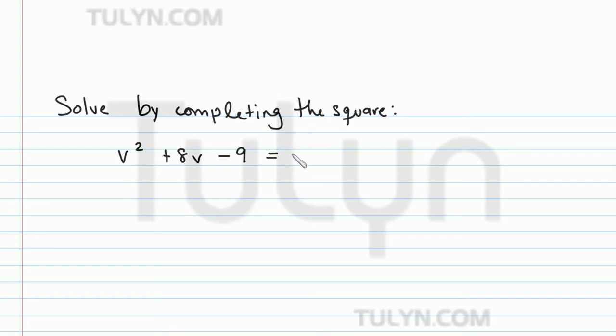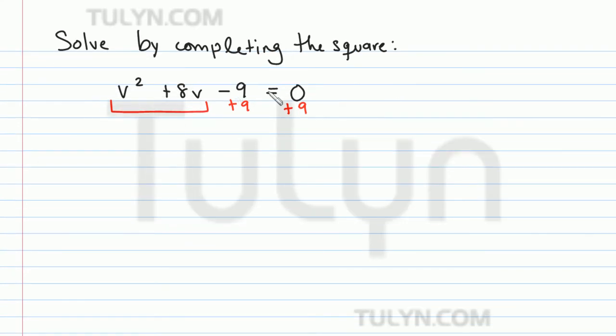So the first thing we want to do is, since we complete the square with the v squared term and the v term, we want to move this 9 to the other side of the equation so that we can get it out of our way. And we do that by adding a 9 to each side. So we have v squared plus 8v is equal to 9.